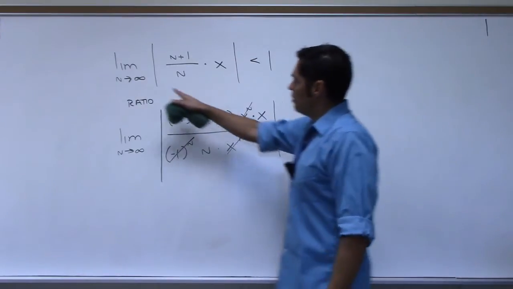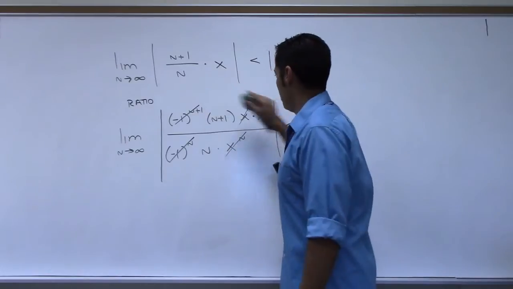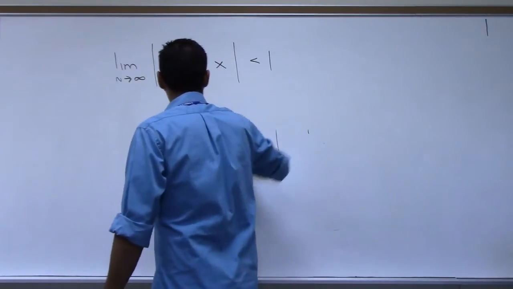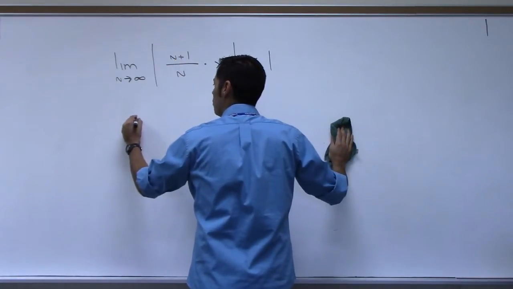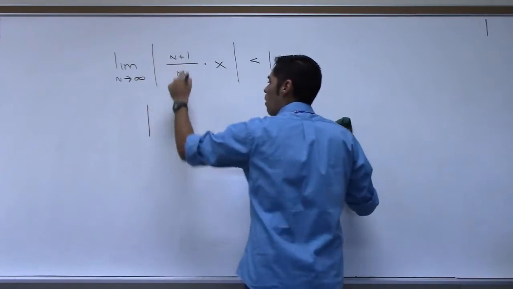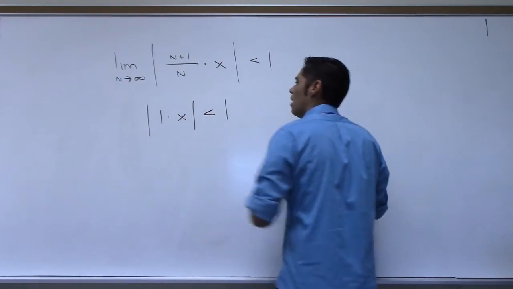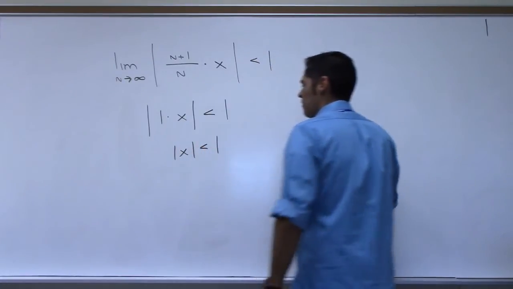Now, n is only impacting this piece right here. It has no impact on x. So if I let n go to infinity, I get infinity over infinity here. So a quick application of L'Hopital's rule tells me that this is going to be a 1. So 1 times the absolute value of x, I need that to be less than 1. So I just need the absolute value of x to be less than 1.